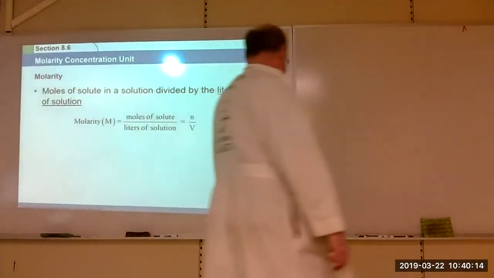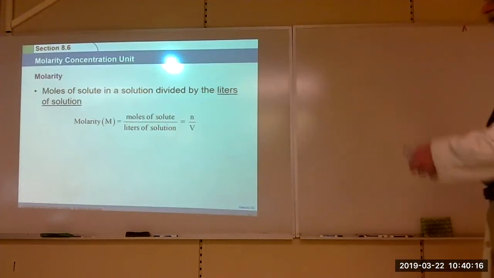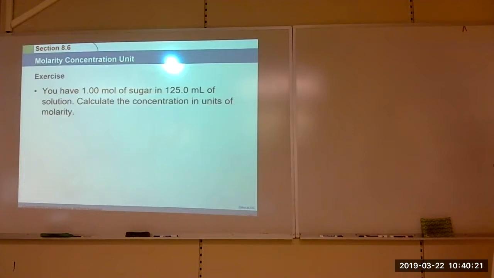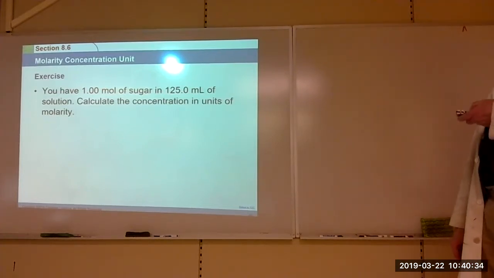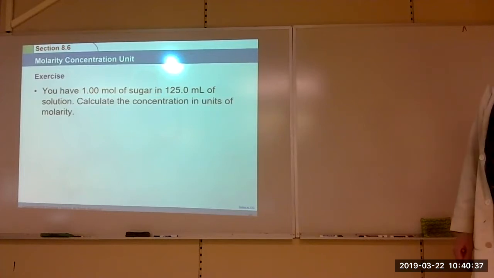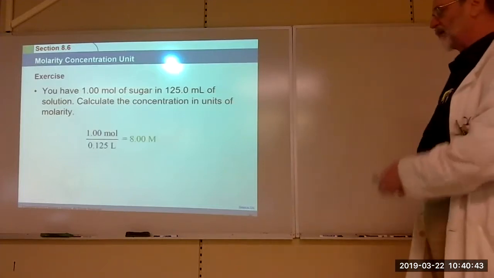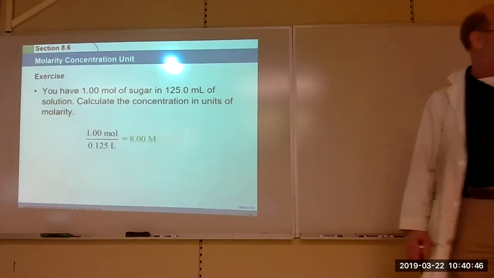Moles per liter. So if you have 1 mole of sugar, I assume table sugar, in 125 milliliters, okay, you can't just divide moles by milliliters because that's not the right units. So you have to change milliliters to liters, which would be 0.125 liters. Then that would give you molarity. 8 molar in this case.